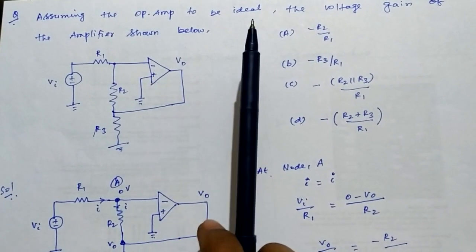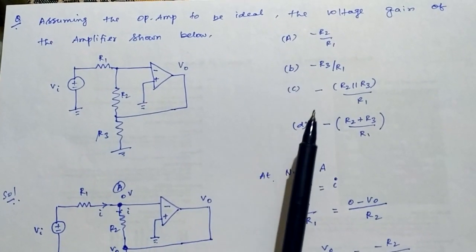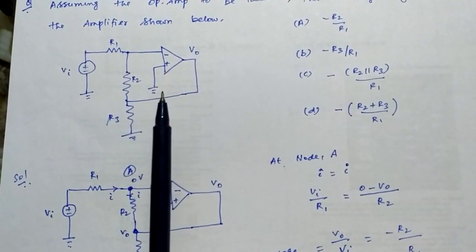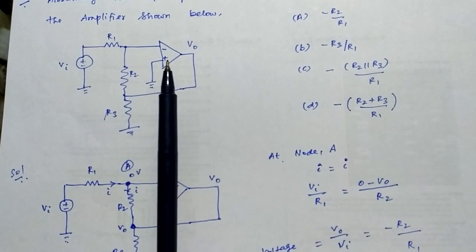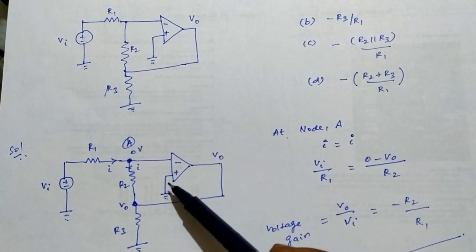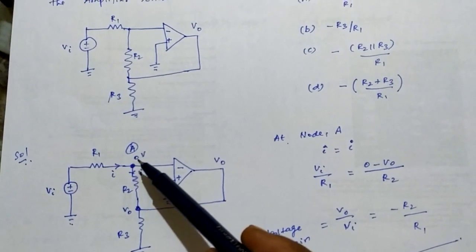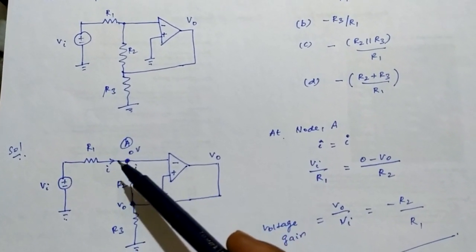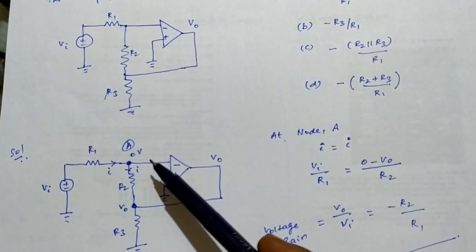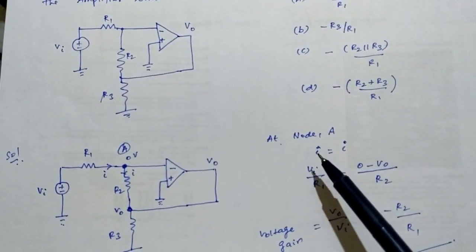Assuming that the op amp is ideal, find the voltage gain of the amplifier shown below. There are 4 answers, select the best correct one. Here the plus terminal, that is the non-inverting terminal, is grounded. Therefore the inverting terminal is also grounded, that is 0 volt. Let it be node A. At node A there will be an incoming current and an outgoing current, and since no current flows into the ideal op amp, the incoming current is equal to the outgoing current.